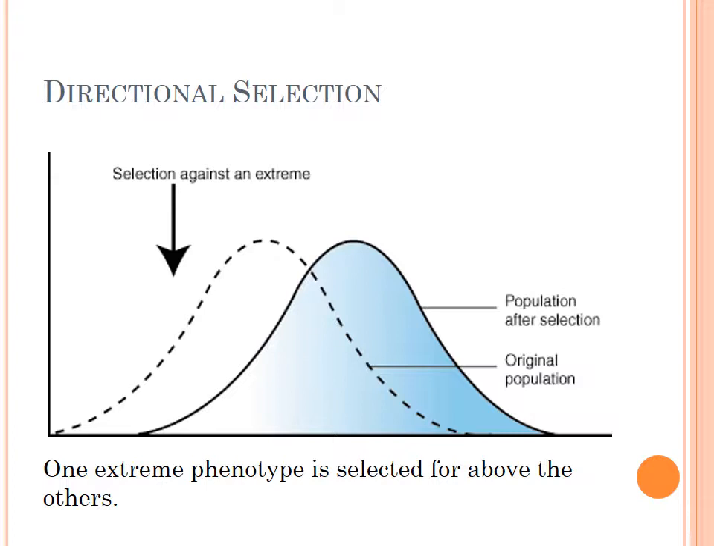So here we've got a graph showing directional selection from one generation to the next. In the first generation, the dotted line is the original population. You can see that the mean, I don't know, height or the mean weight, that y variable on the y-axis, is going to be highest at an earlier point along the x-axis, along the independent variable.